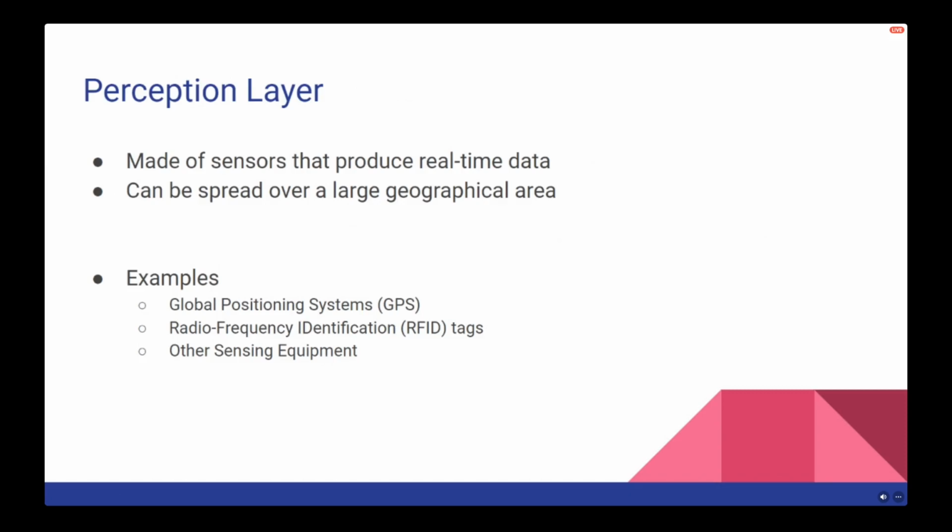So the perception layer of cyber-physical systems mainly involves all the sensors and other types of devices that are actually gathering data. They can be spread over large geographical areas, interact with many different places. Some examples of the devices that are used would be GPS or radio frequency identification tags. Next slide, please.